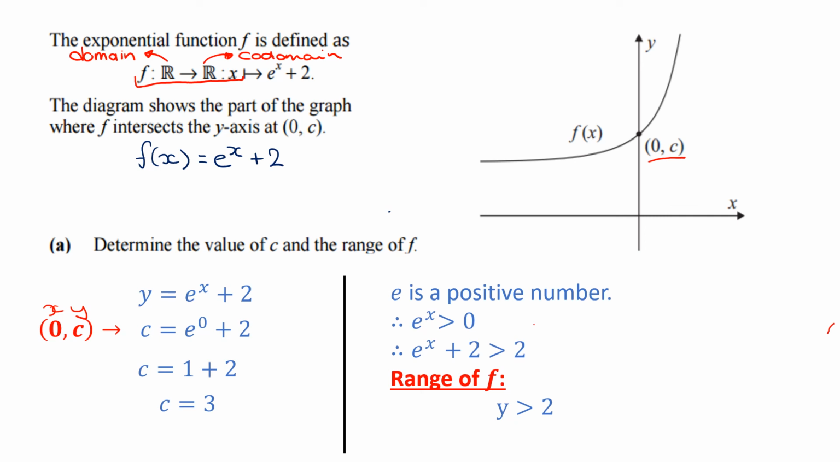That is the range. Another way you can write the range is using our brackets. We use round brackets to show that a number is not included. So here, because it's greater than 2, 2 is not included. So we have (2, infinity). Infinity always has a round bracket. Remember, infinity is not a number, it's a concept. So these are two different ways that you can write the range of f.